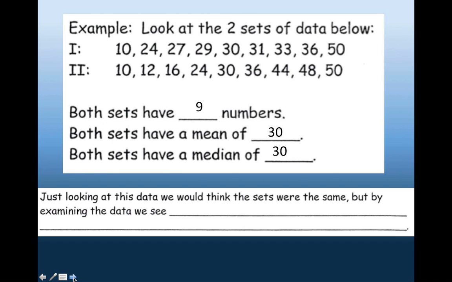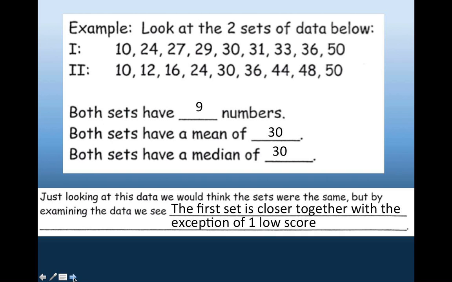But if we look a little closer, we can see that the first set is closer together. It only goes from 10 to 50 with 2 outliers on each side. 24, 27, all the way up to 36 are pretty close together. The second set, again, goes from 10 to 50, but the numbers in between are more scattered throughout there. 12, 16, 24, all the way up to 48 are separated out a little bit more. So the first set is closer together with the exception of 1 low score and 1 high score.